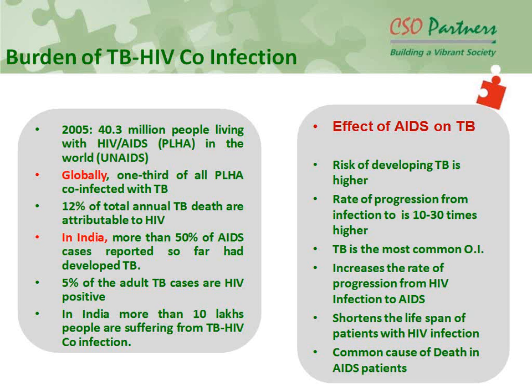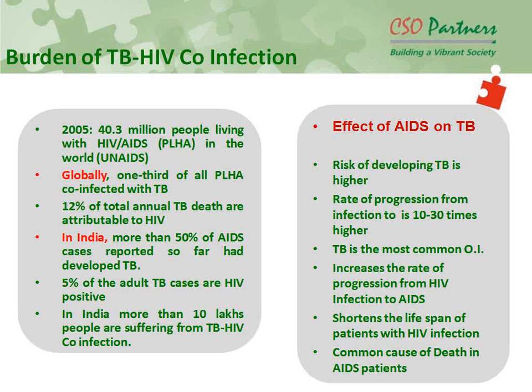5% of the adult TB cases are HIV positive. In India, more than 10 lakh people are suffering from TB-HIV co-infection. As I said, in India we have 2.1 million, that means 21 lakh HIV infected people. Out of them, 10 lakh people are suffering from TB and HIV co-infection. That means almost half of them are suffering from TB and HIV co-infection.